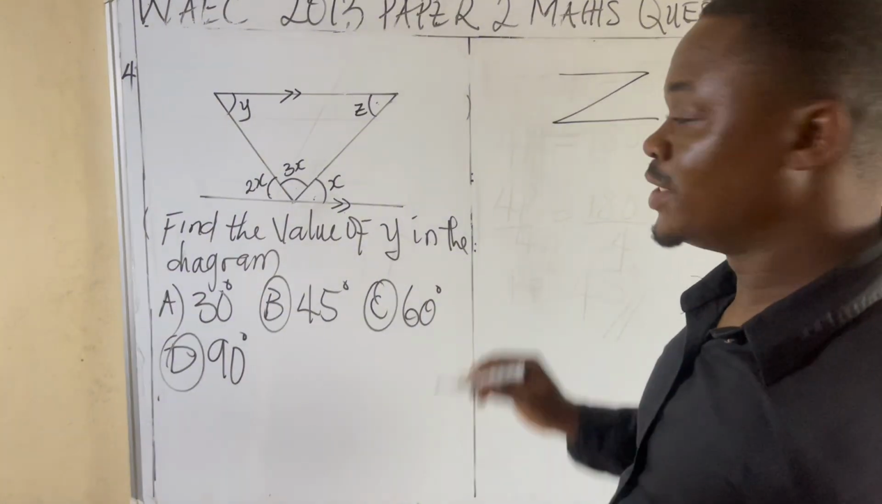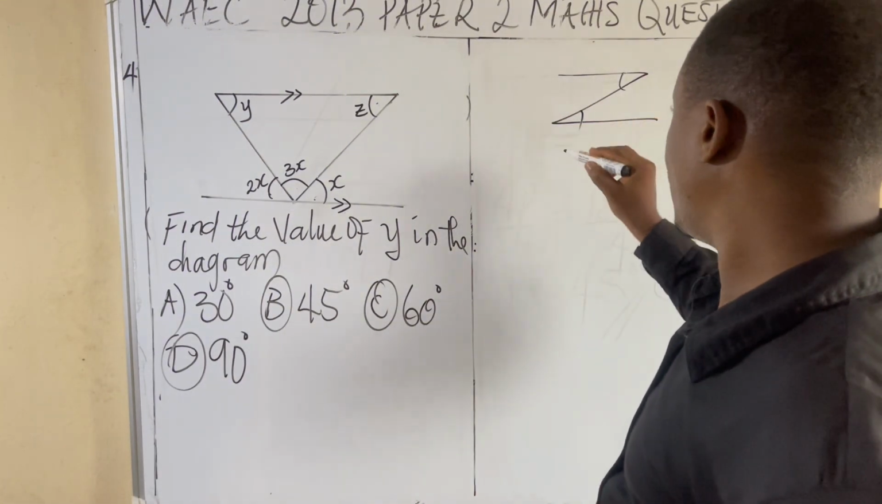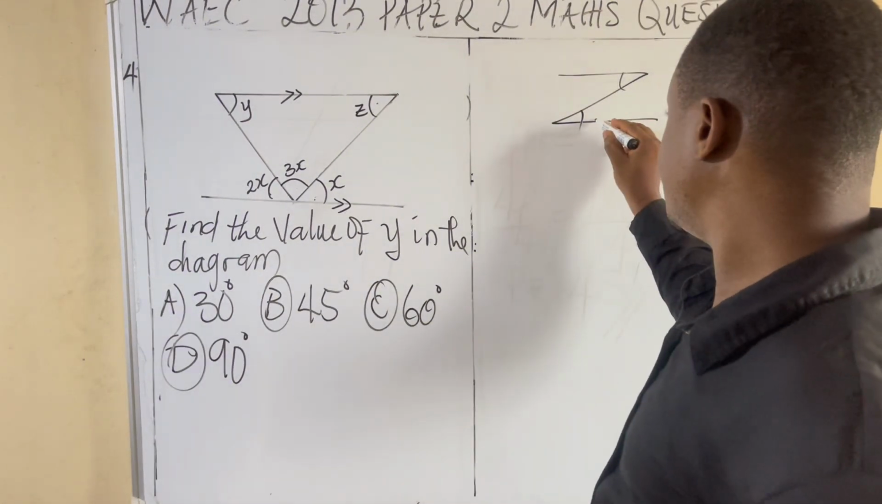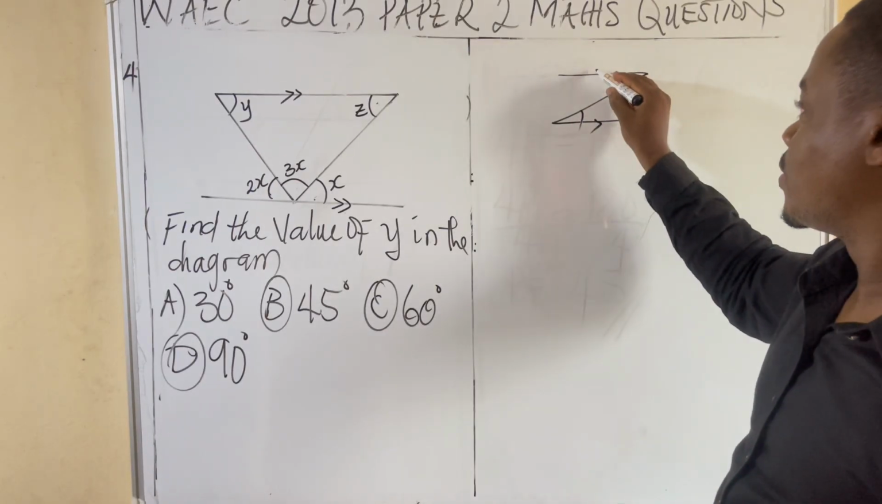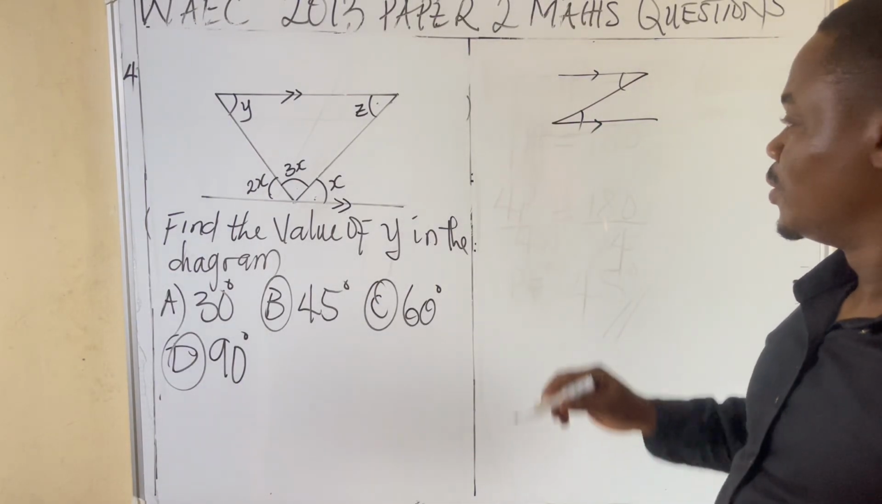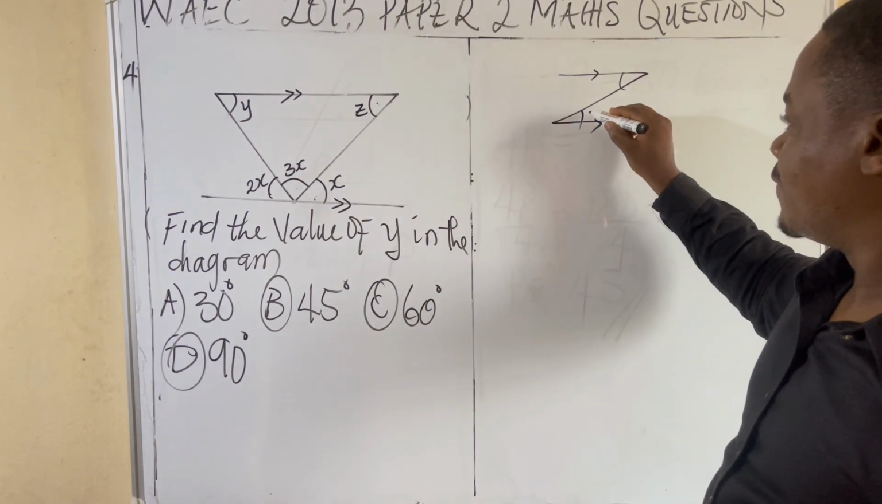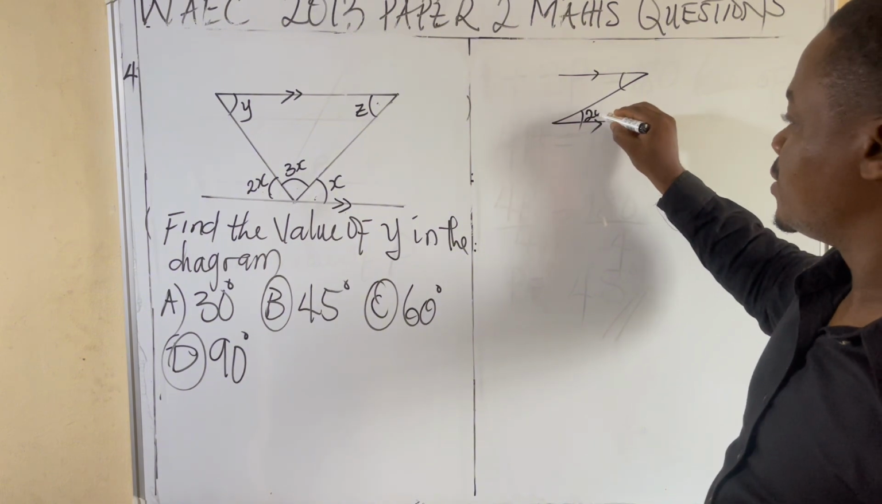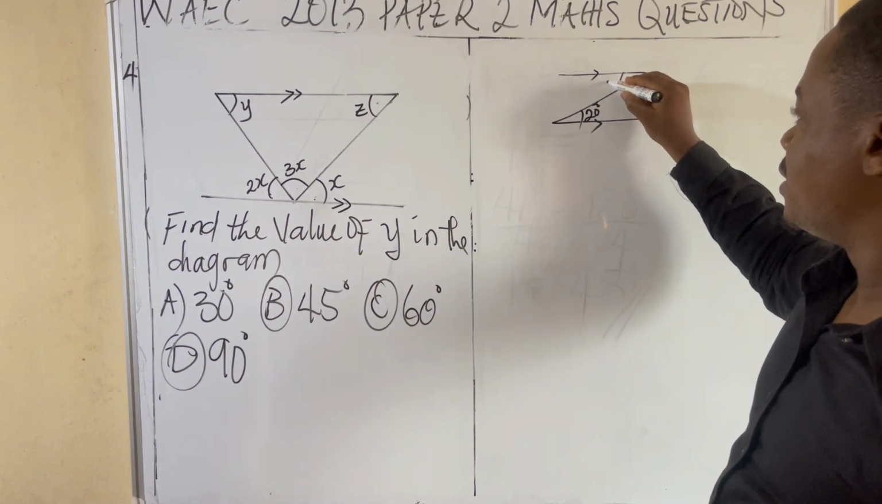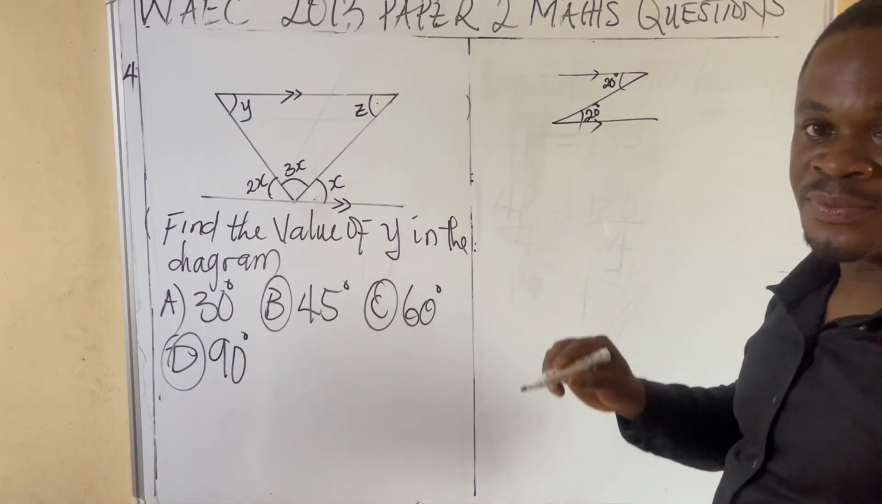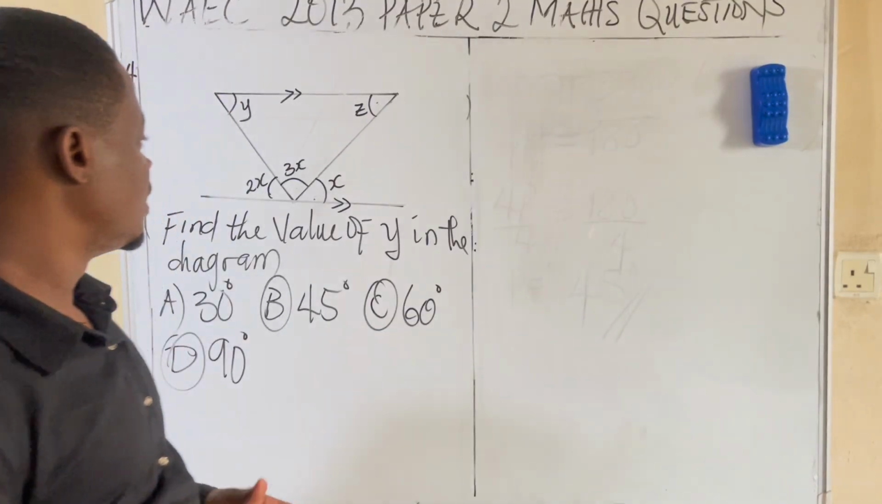When you have an angle in this form here and here, only when the lines are parallel, the value of this angle, if here is 20 degrees, automatically here is going to be 20 degrees. So let's solve.